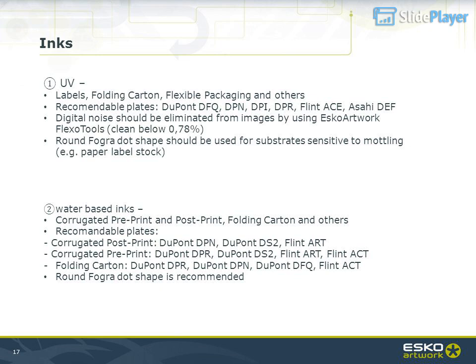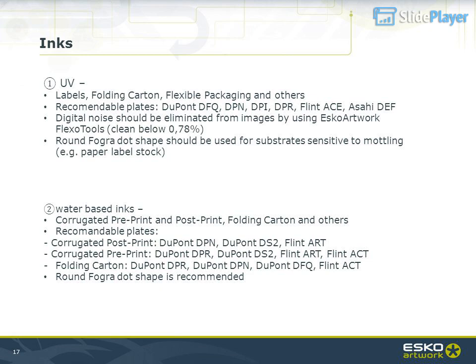Digital noise should be eliminated from images by using ESCO Artwork Flexo tools, clean below 0.78%. Round Fagra dot shape should be used for substrates sensitive to mottling, for example paper label stock. Water-based ink: Corrugated preprint and post-print, folding carton and others.